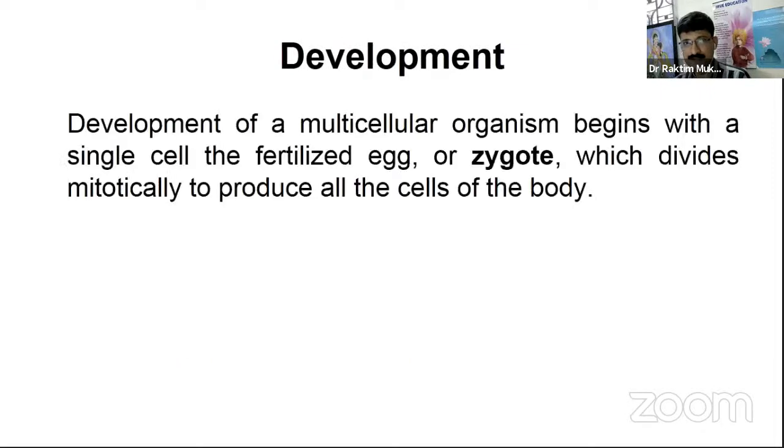Coming to development: a multicellular organism begins with a single cell, the fertilized egg or zygote, which divides mitotically to produce the cells of the body.